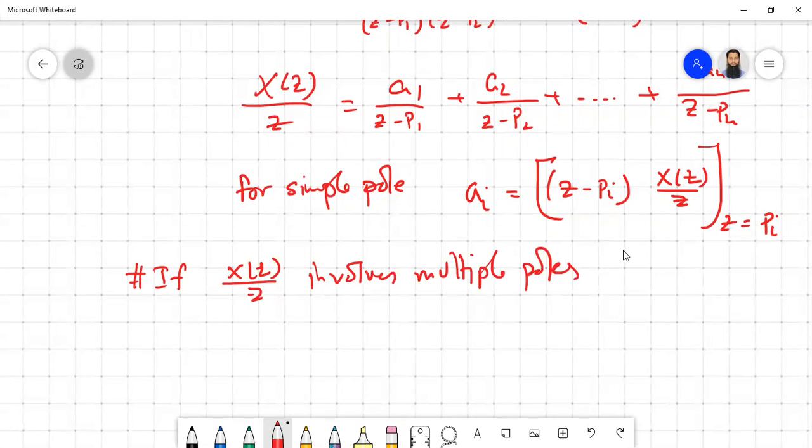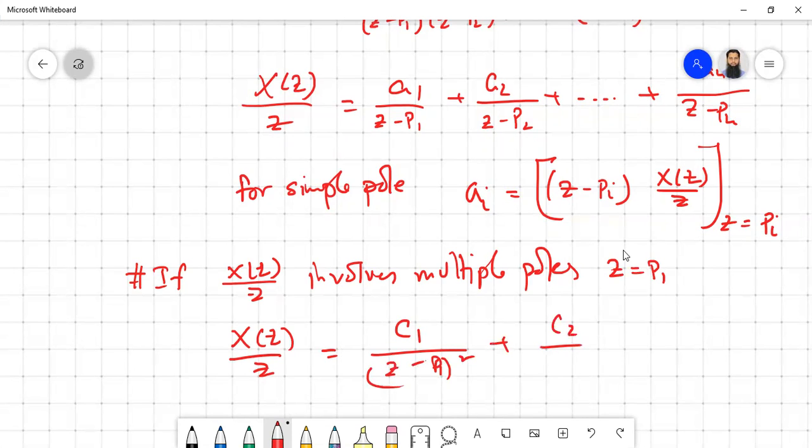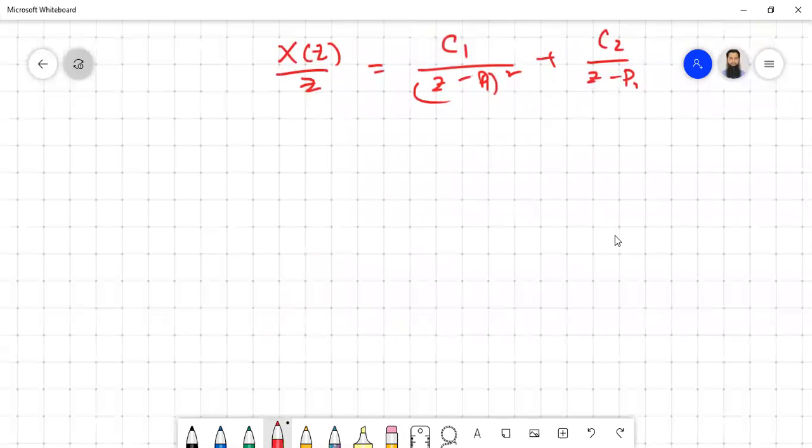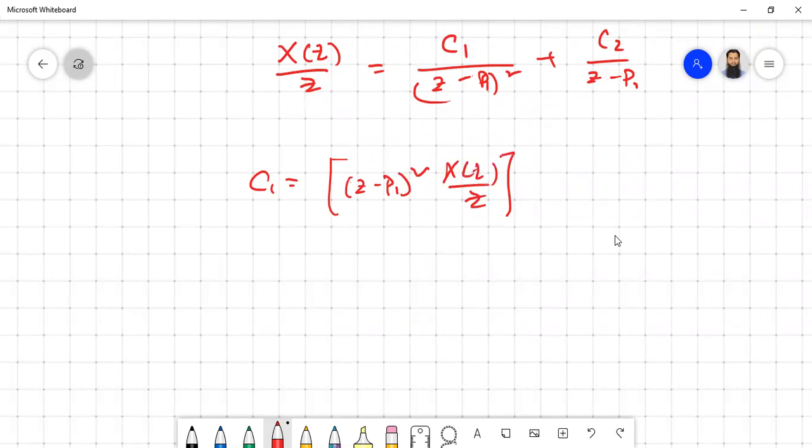In that case, we have to write the equation something like this. Say at z equal to p1, we have two poles, double poles. So X(z) by z can be expanded in this way: c1 by (z minus p1) whole squared plus c2 by (z minus p1). So c1 can be calculated as before. We don't have to bother too much about c1. C1 is simply multiplying (z minus p1) squared with that function X(z) by z, with setting z equal to p1.